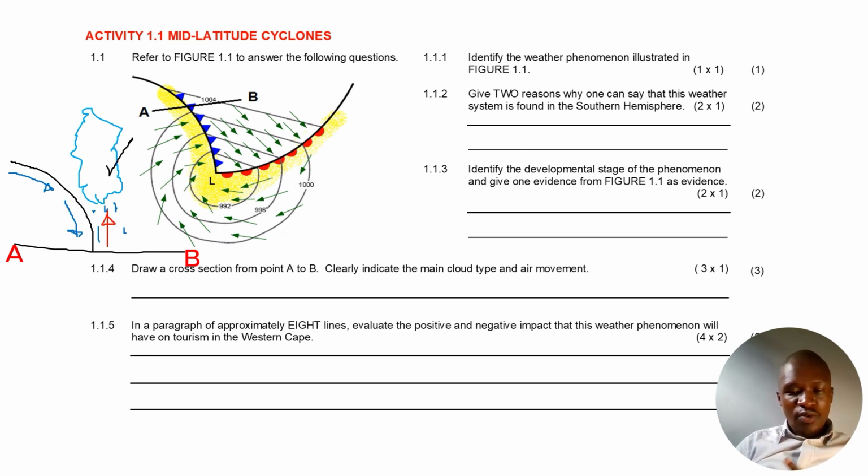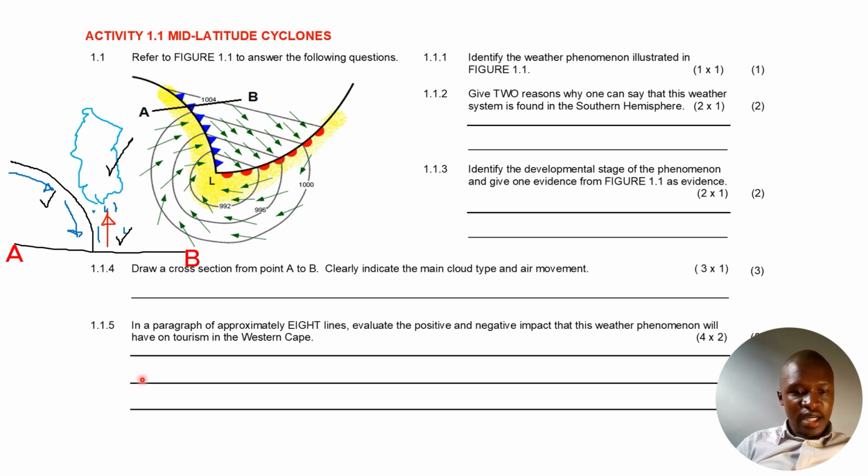And they will have 2 marks. 1 mark for this air movement and another mark for these arrows here, right? So it's 1 mark for the cumulonimbus cloud, 1 mark for the sinking air, and 1 mark for the rising air. This is my cross section, right, of the cold front.